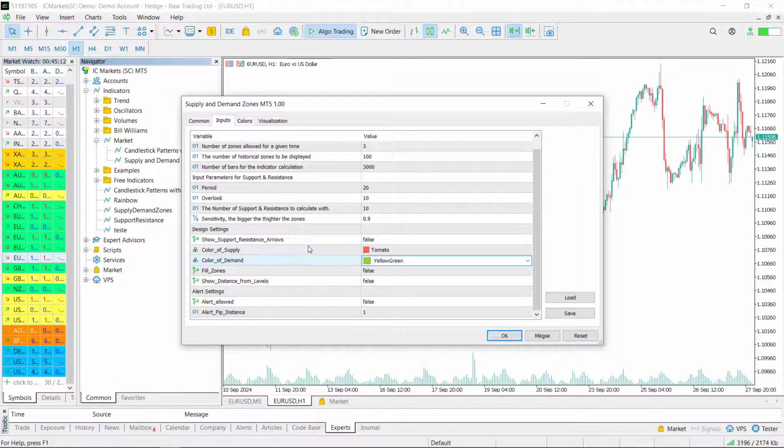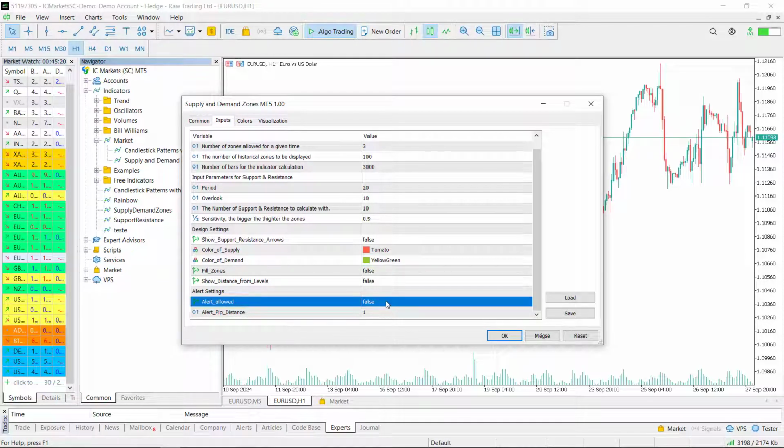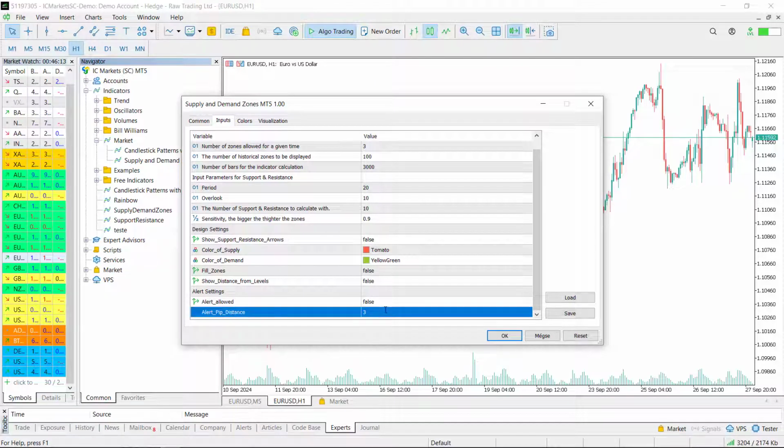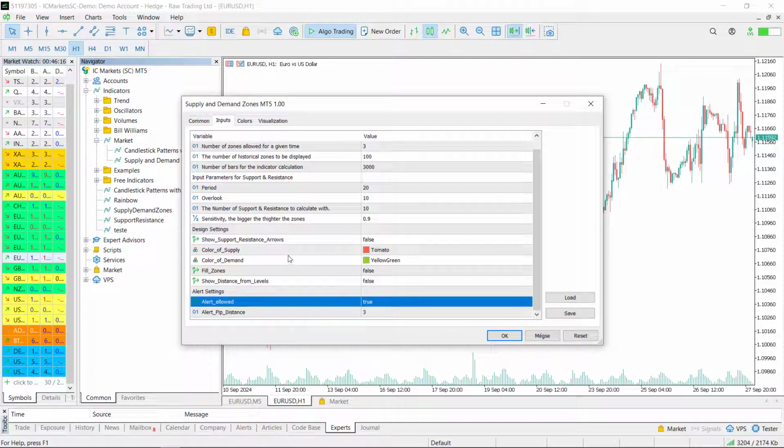If you would like to be alerted when the price approaches a supply or demand zone, you can easily set this up with the alert settings. By setting the alert allowed parameter to true, the indicator will notify you as the price gets close to these zones. You can also specify how far from the zone you want the alert to be triggered, giving you the flexibility to act in advance when the price is approaching these key levels.